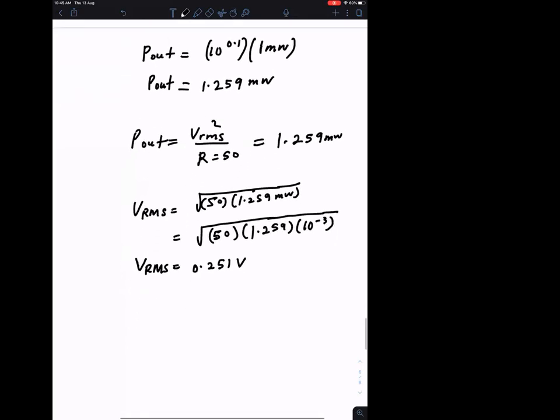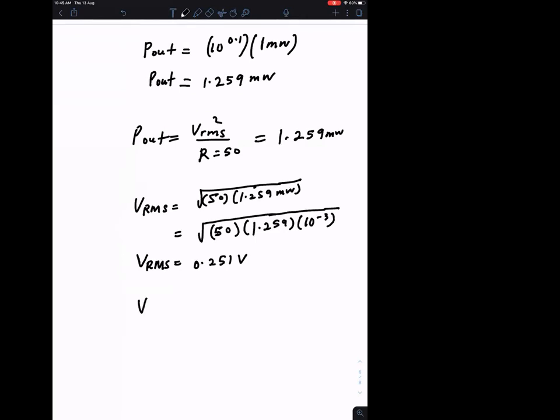B, amplitude. When we talk about amplitude, we're talking about the maximum value. So this is amplitude, or Vmax or Vamp, is square root of 2 multiplied by 0.251.